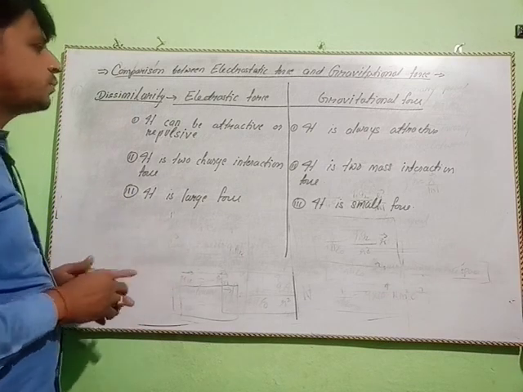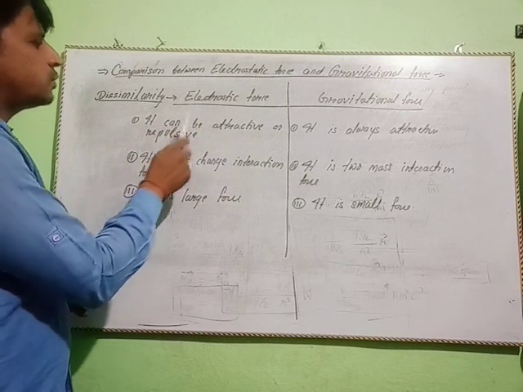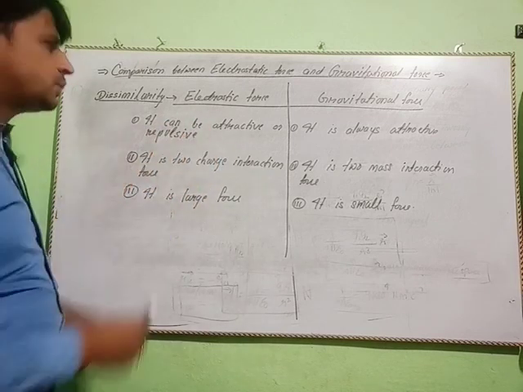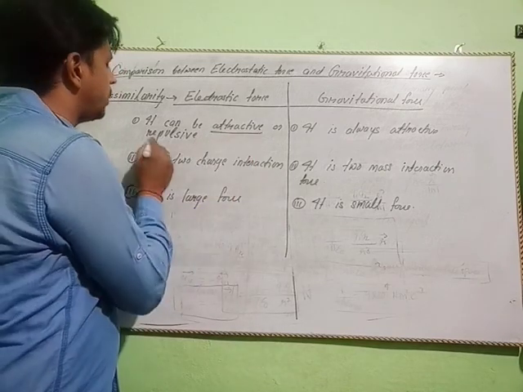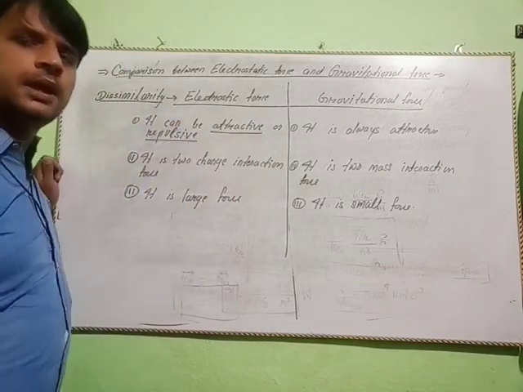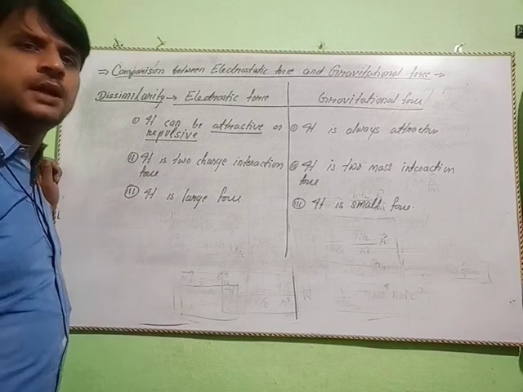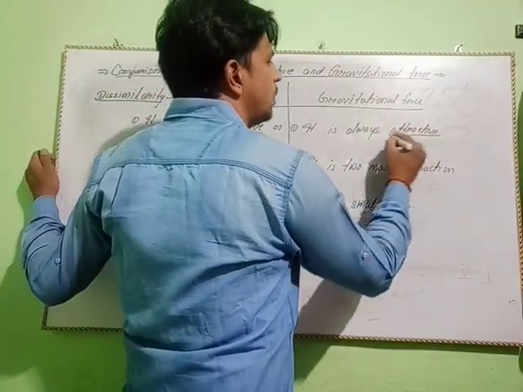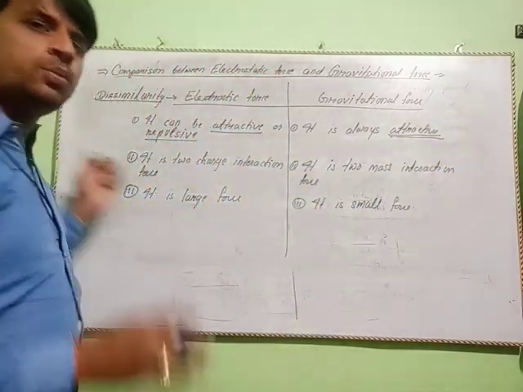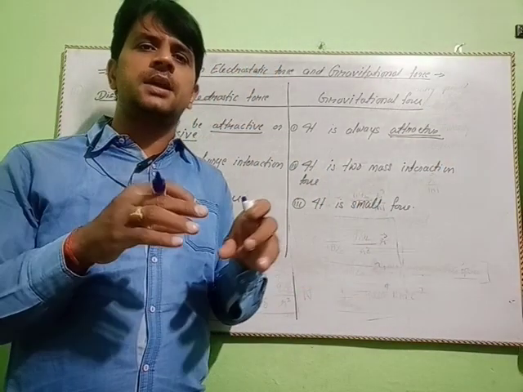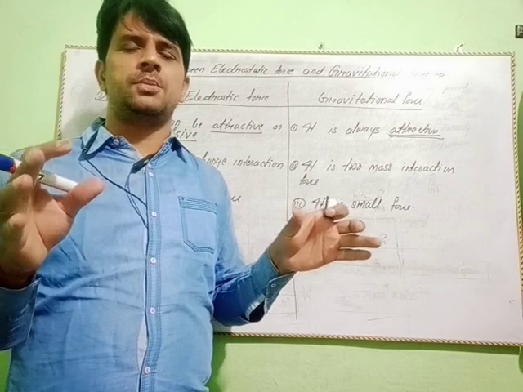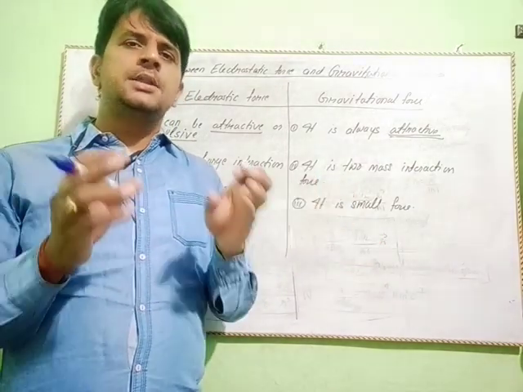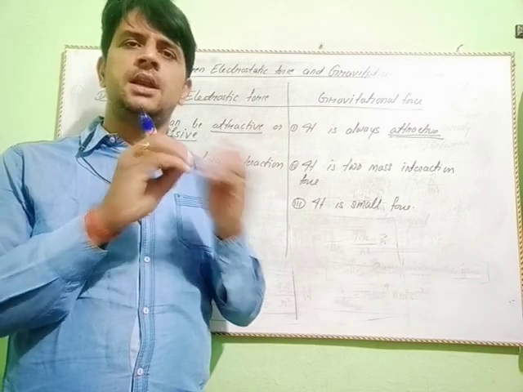So the first difference is that electrostatic force can be attractive, and it can be repulsive. The nature of electrostatic force can be both, attraction as well as repulsion. Whereas gravitational force is always attractive. Two masses always attract each other. They never repel each other. You have studied Newton's law of gravitation. They always attract each other, they never repel each other.